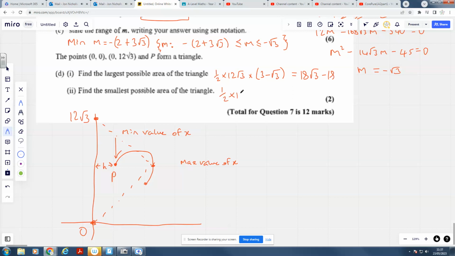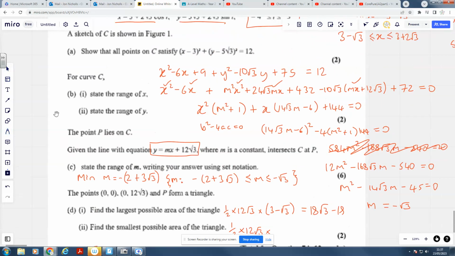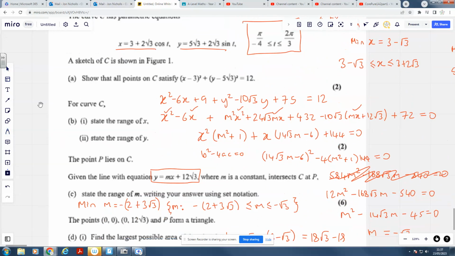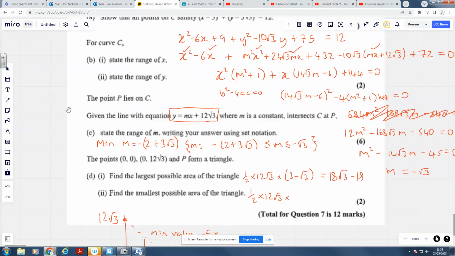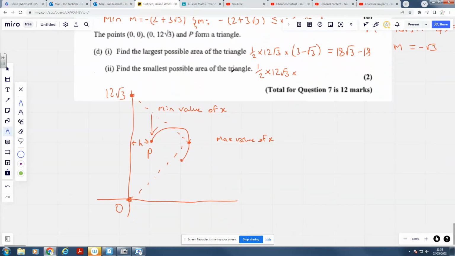And then here I'm going to get a half times 12 root 3 times the maximum value of x. What was that? Maximum value of x was, where is it? I think I've already rubbed it out. Oh, it's over here, 3 plus 2 root 3. So I can just do that times by 3 plus 2 root 3. And that's going to give me, let me quickly check on my calculator, okay, I get 36 plus 18 root 3. And there we go. That's the smallest possible area triangle and the largest.